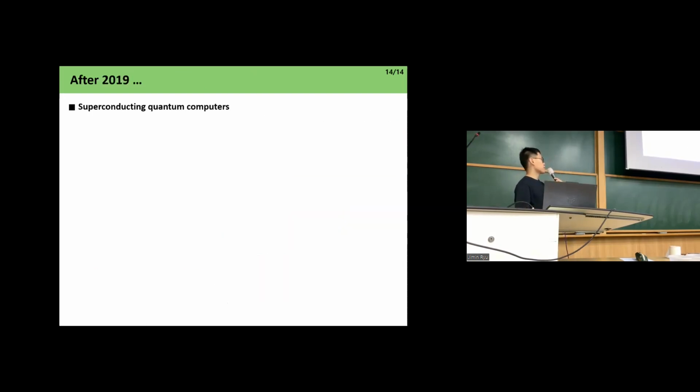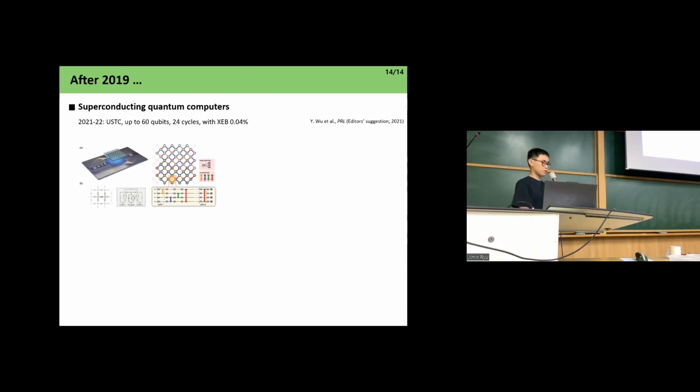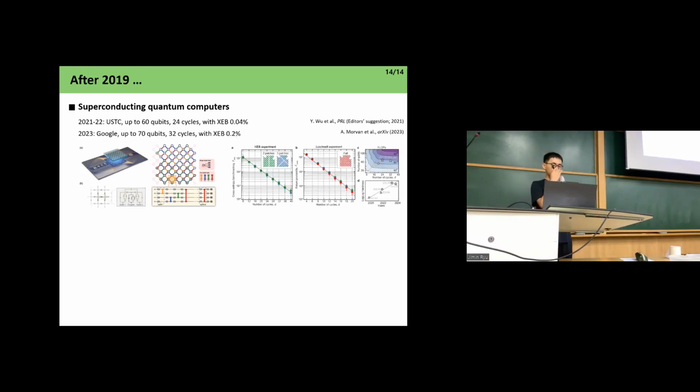After 2019, there were several other experiments that have shown random circuit sampling. In 2021 and 2022, Professor Jian-Wei Pan's group from the University of Science and Technology of China performed random circuit sampling up to 60 qubits and 24 cycles with XCB like 0.04%. And last year, Google published an arXiv paper that they have achieved XCB 0.2% for 70 qubits and 32 cycles. They claim that their experiments are way out of reach for even the most powerful classical algorithms that have refuted their 2019 experiments. This is for superconducting quantum computers.